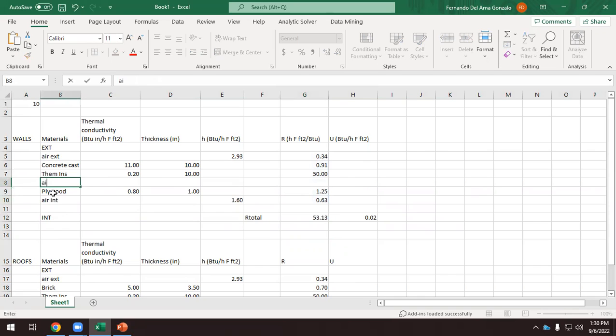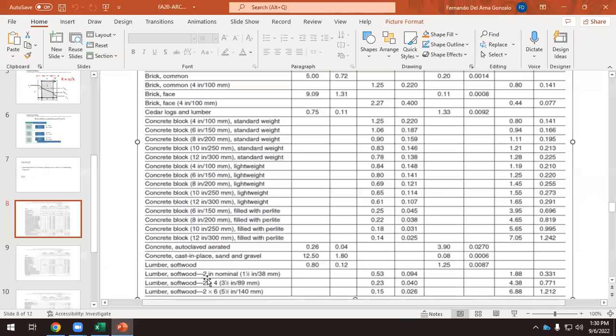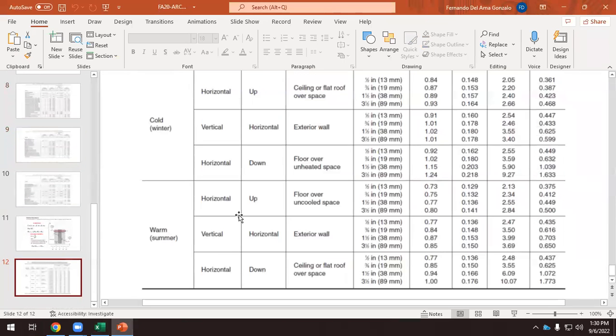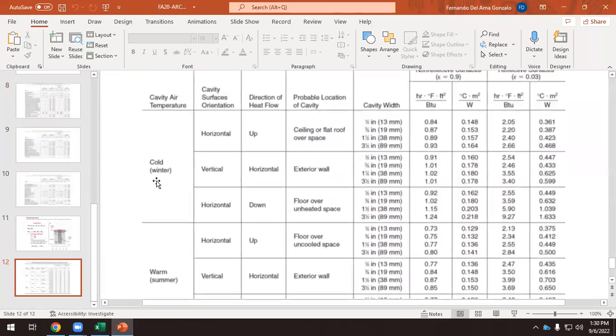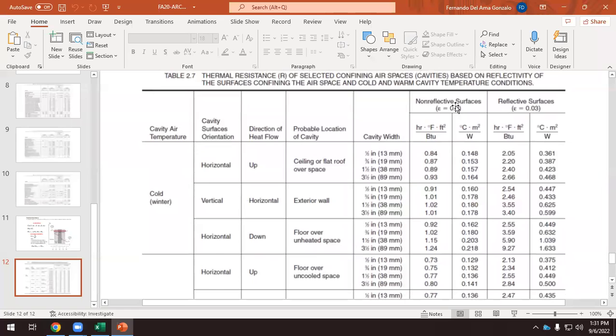Imagine that we have an air cavity. This is an air cavity. And do we have information here about air cavities? We do. Here we have air cavities. First, it's for cold or winter, or for summer. If we're in winter, we are here. Is it a wall? If it's a wall, it's a vertical air cavity, and the direction of the heat flow is this. So for this cavity, we have the thermal resistance and all that with the non-reflective and reflective surfaces. Okay, let's select this one.